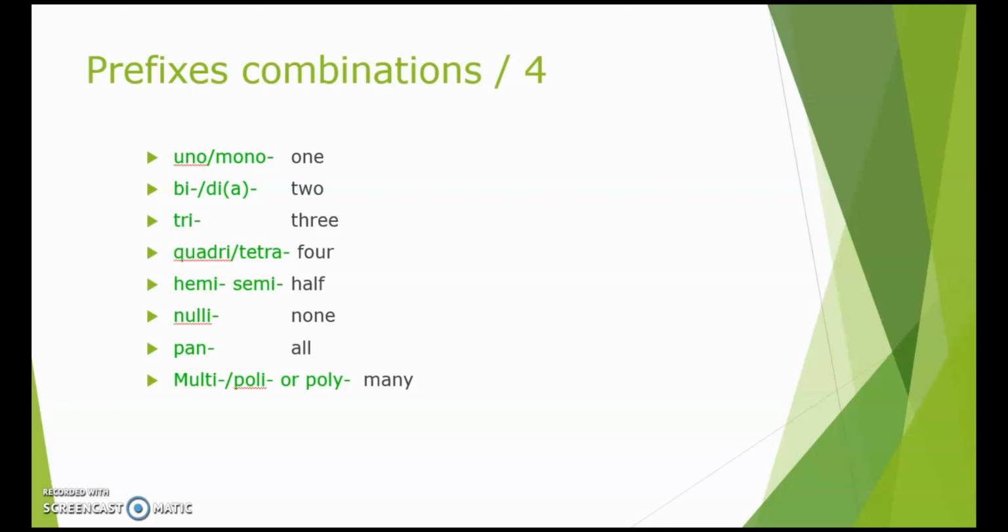Hemi or semi, half. Nulli, none. Nihil will also be none. Pan, all. Think of panic, for instance, related to the god Pan, right? Multi, poly, or poly with an epsilon. Many. Again, multi from the Latin, and poly from the Greek.